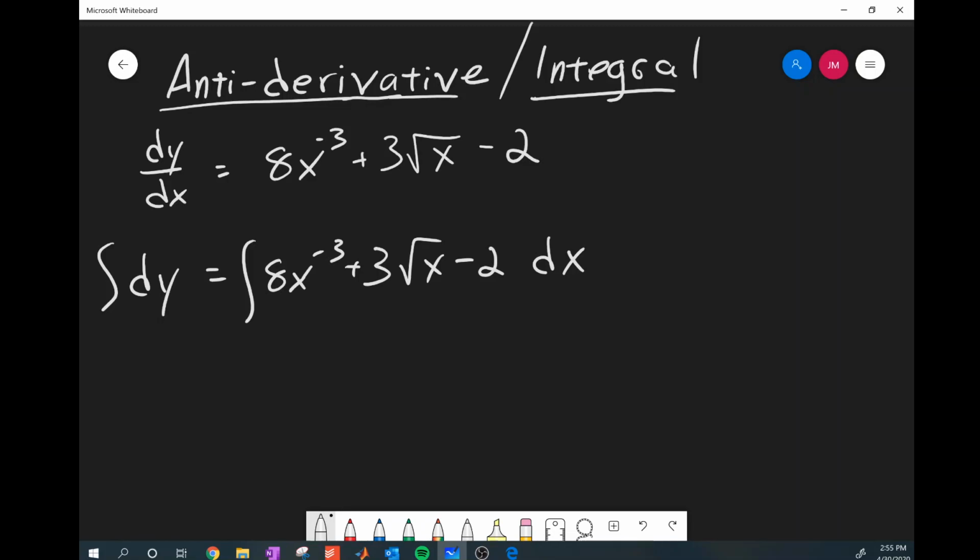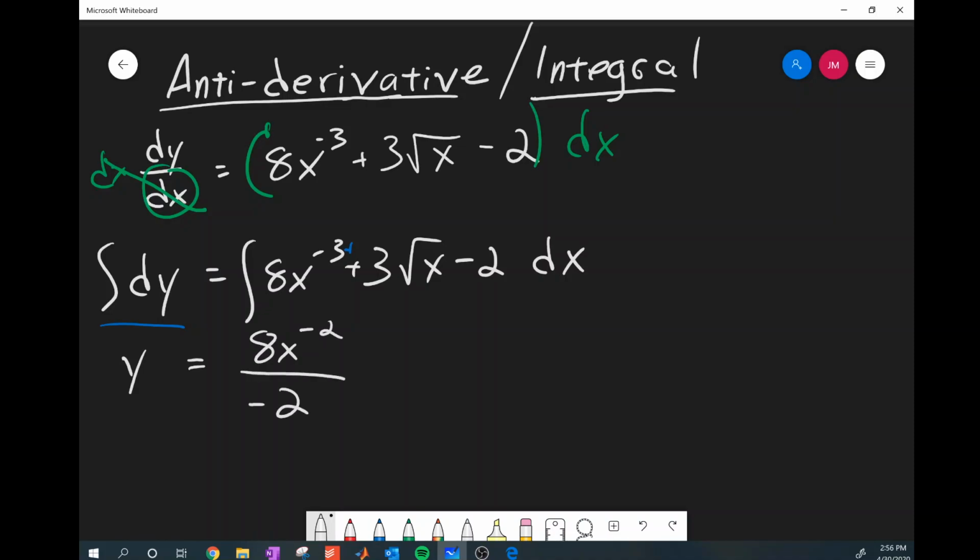Alright, this is the step before. If you remember from the last time, I just multiplied both sides by dx, and those will cancel, and we're left with the dx over here. So as I take the antiderivative of both sides, the antiderivative of dy is just y. And what's going to happen over here, we're going to take our exponents and we're going to add 1. So you're going to have 8x, negative 3 plus 1 is negative 2, divided by my new exponent.